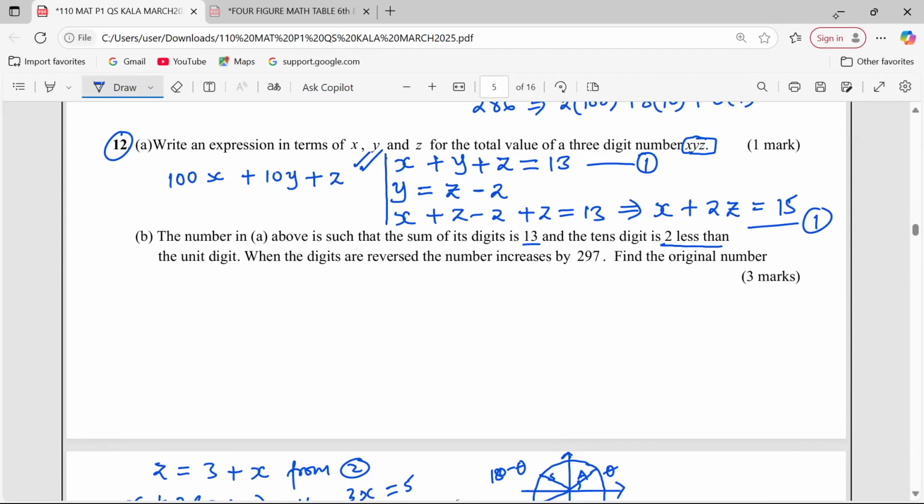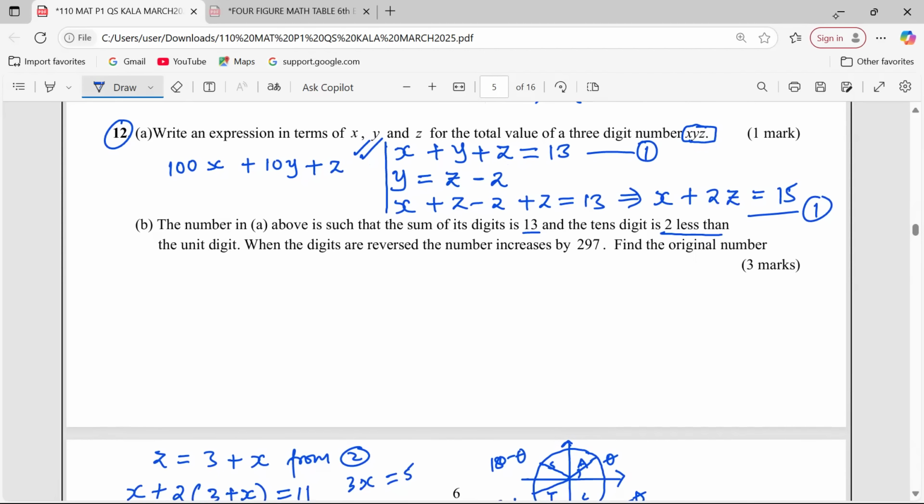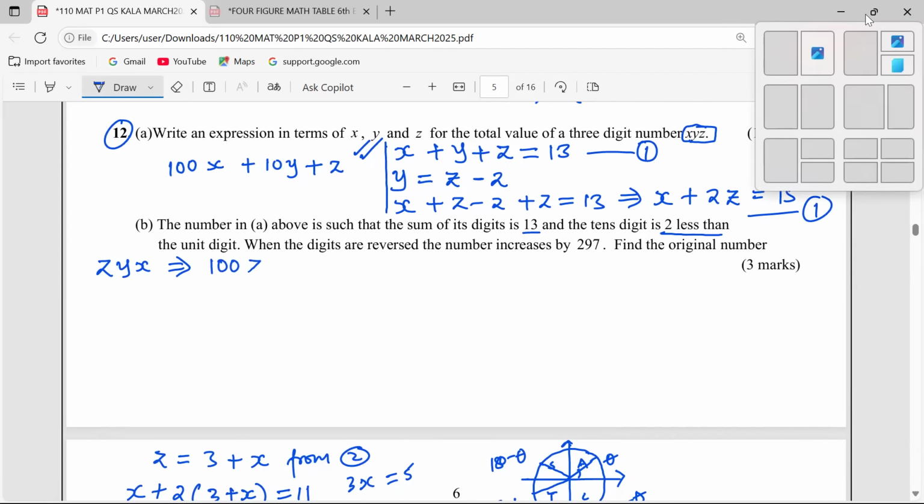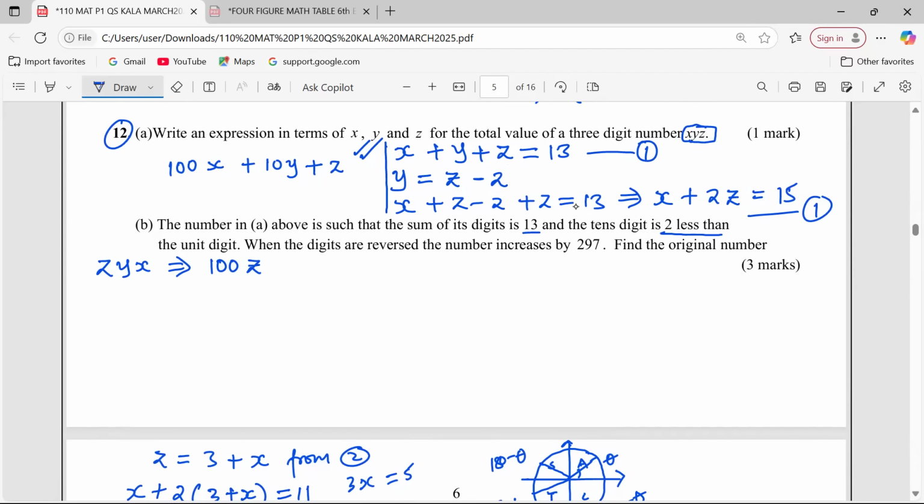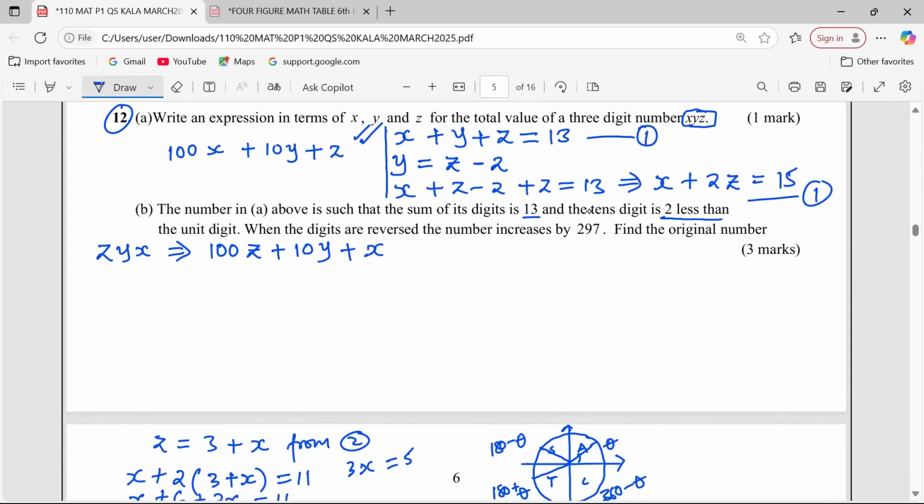Let's now continue reading out the question. When the digits are reversed, the number increases by 297. So if the number increases by 297 when reversed, it means the number now becomes zyx, meaning the value of this number is 100z, because z is taking the 100's position, plus 10y plus x. That is now the new number.